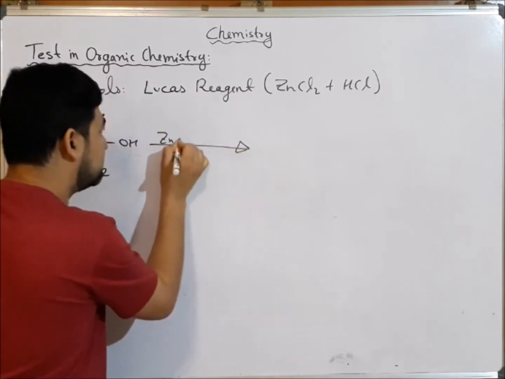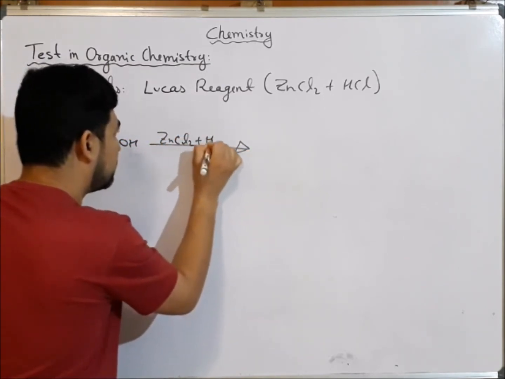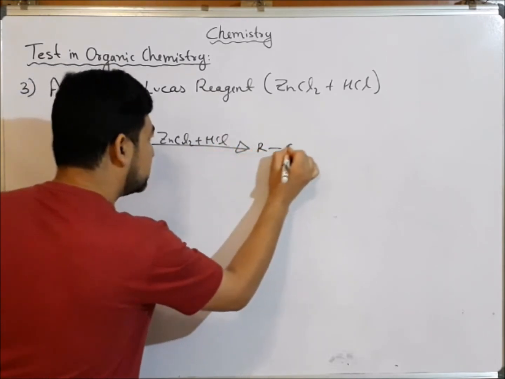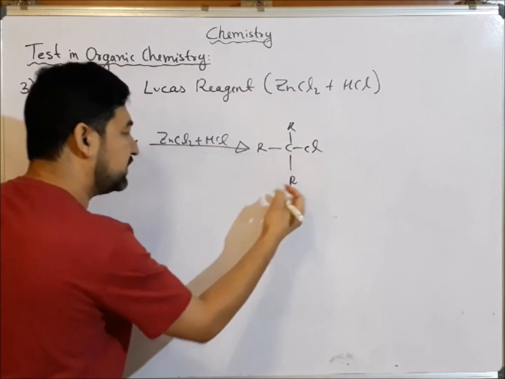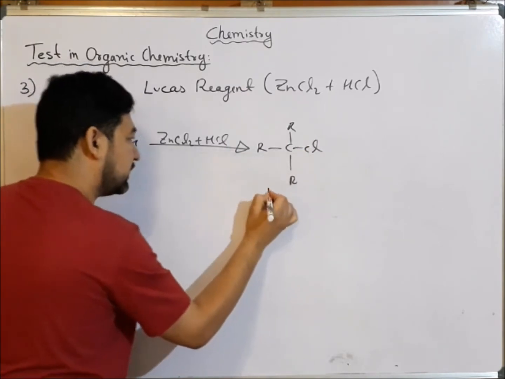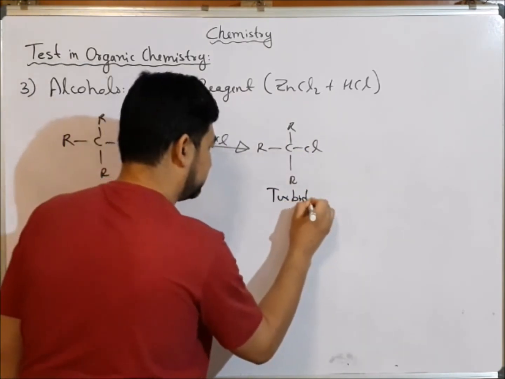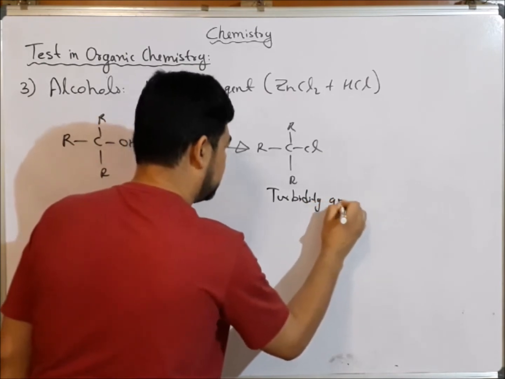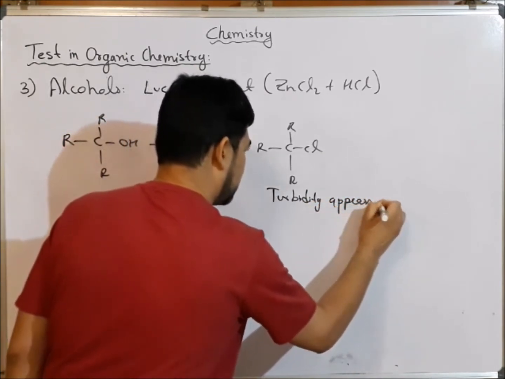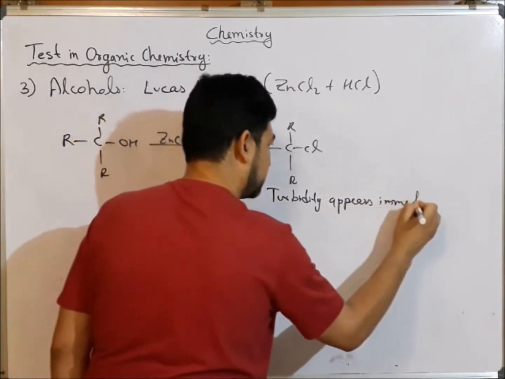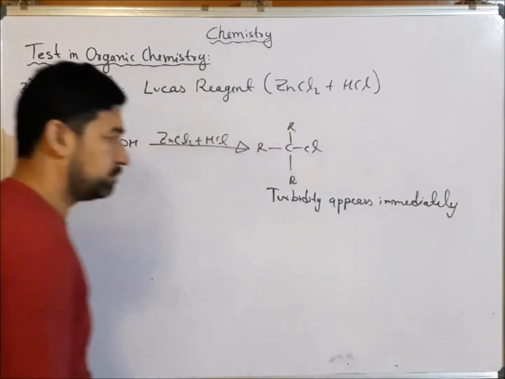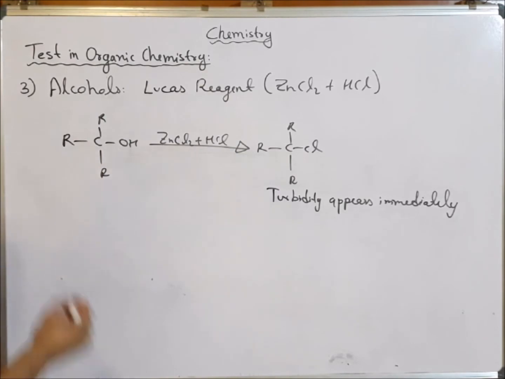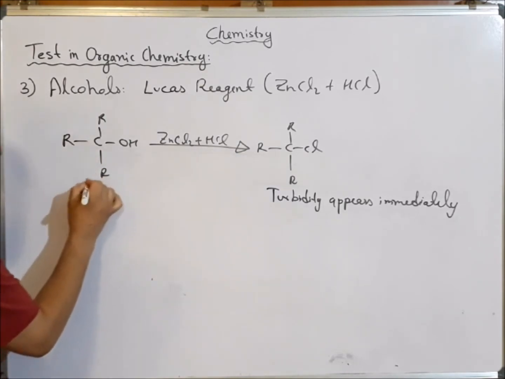So Lucas reagent, then basically, okay, so this is turbid. So we can say that turbidity appears immediately. So this is your tertiary alcohol.